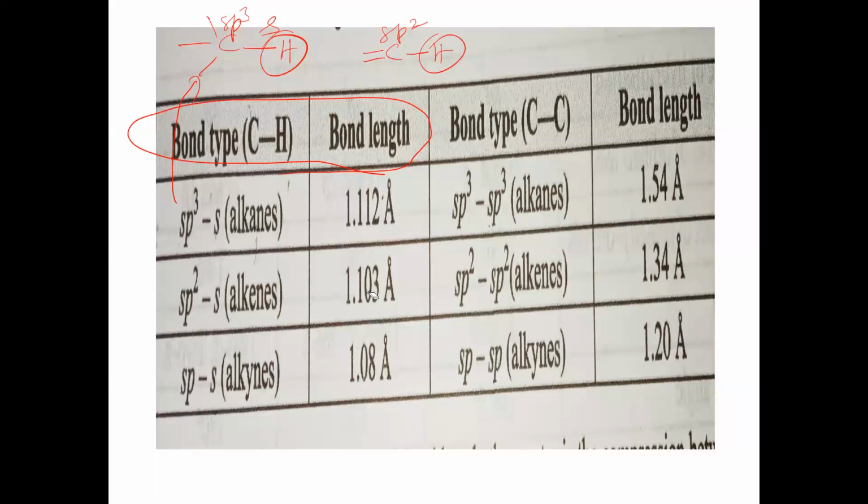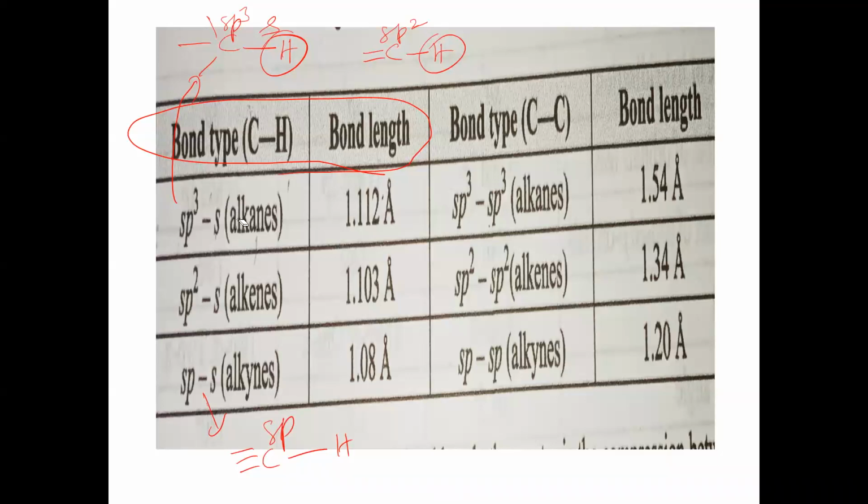1.103. And sp carbon versus hydrogen, s orbital of hydrogen. So sp carbon means what we have taken? Triple bonded carbon with hydrogen. Okay, so it is sp carbon. sp carbon to hydrogen, this bond length is how much here? 1.08 in alkynes. In alkynes, sp carbon to hydrogen bond length is less.